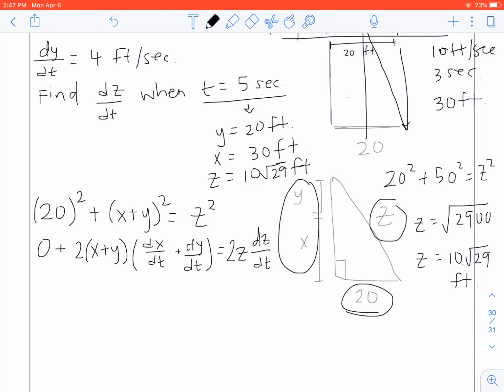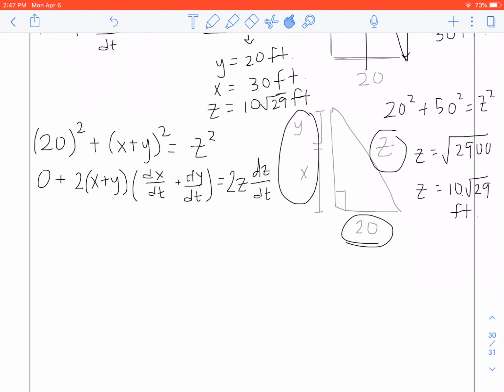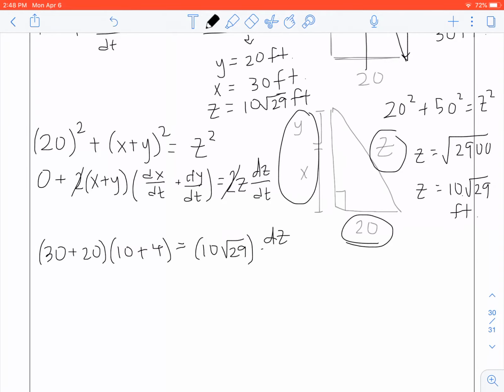From here we can substitute in the values that we have. You can clean this up a little bit too if you would like. So we had x and y and z up above, and our rates dx/dt and dy/dt, and dz/dt is what we're actually looking for. Both of those rates, dx/dt and dy/dt, are positive because they're both increasing distances. They're not decreasing. So we have 2, and again, you can divide both sides by 2. We'll just get rid of those. We have x plus y, and x was 30, y was 20. dx/dt is 10, plus dy/dt is 4, equals z, which is 10 square root of 29, times dz/dt, which is what we're actually looking for in this problem.